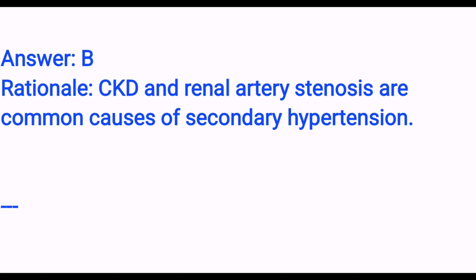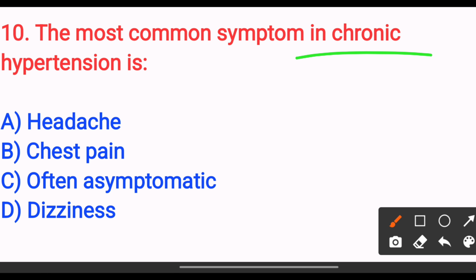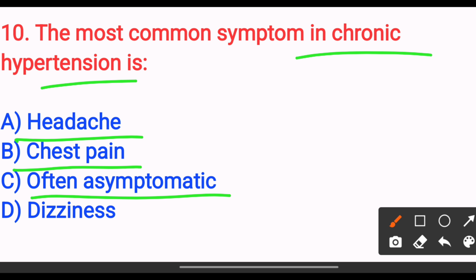Next, the most common symptom in chronic hypertension is: option A headache, option B chest pain, option C often asymptomatic, option D dizziness. The answer is option C, often asymptomatic. Most patients with chronic hypertension are asymptomatic. It is called the silent killer.